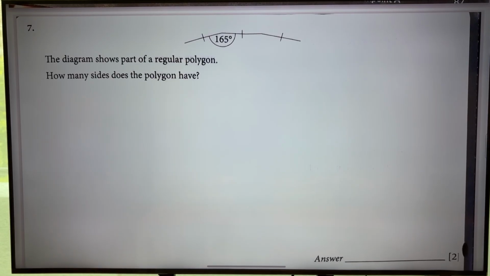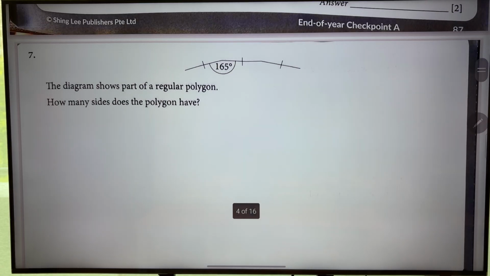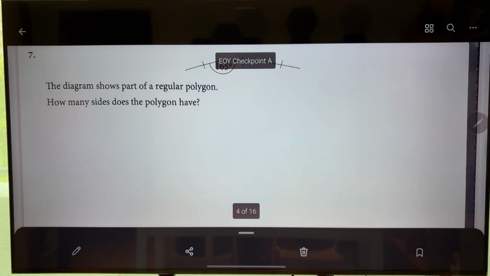All right, we will go through the answers for the weekly revision. So when we take a look at question 7, how do you approach it? It says that the diagram shows part of a regular polygon. How many sides does the polygon have?